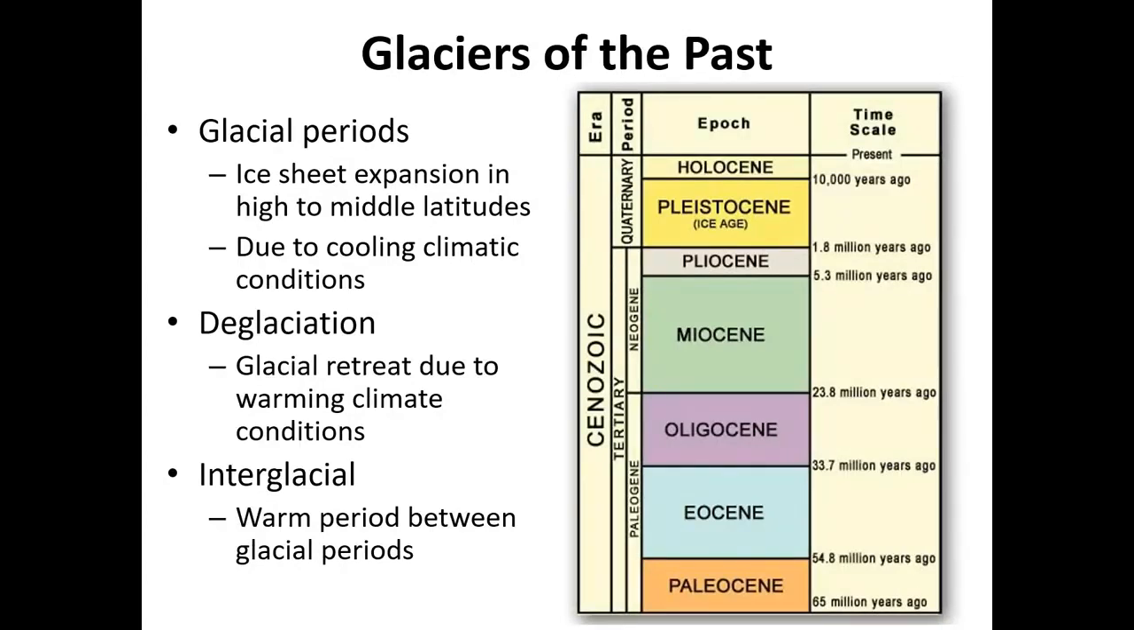So the last ice age was in the late Cenozoic era. The late Cenozoic era began about 3.5 million years ago, and then later came the Pleistocene era, and then the Ice Age, about 1.8 million years ago to about 10,000 years ago.